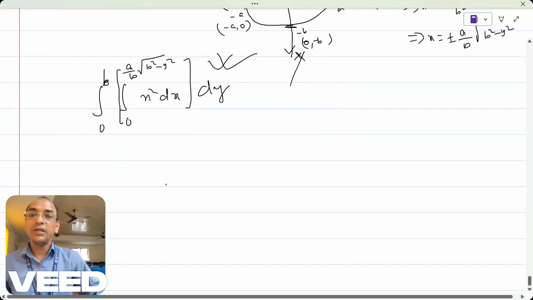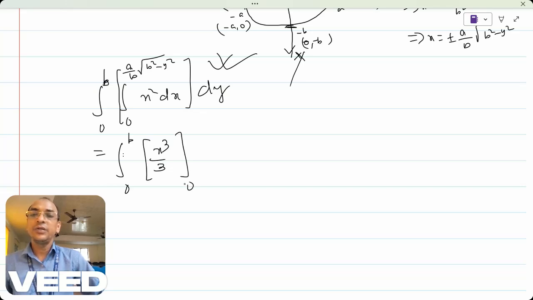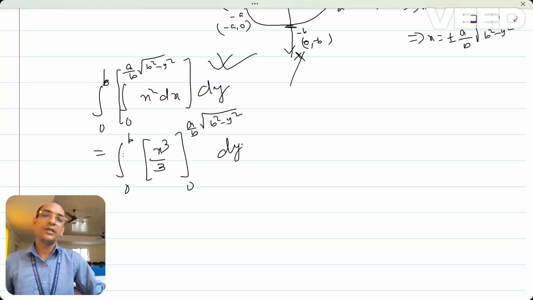So let me integrate it with respect to x. So what we will get here: integration 0 to b, the integral of x square will be x cube by 3 with limits 0 to a by b root over of b square minus y square, and then whatever value I get, I will integrate with respect to y.